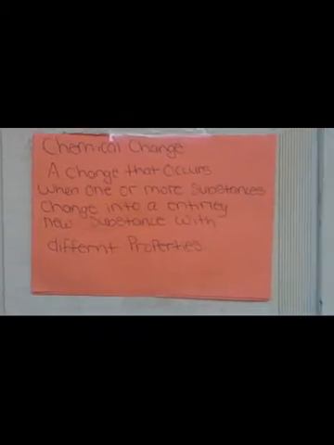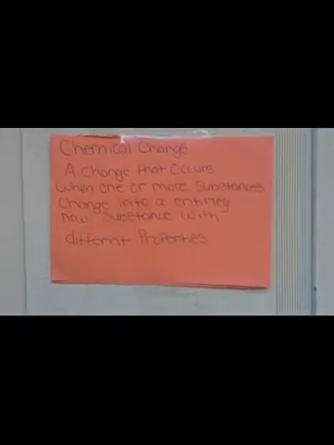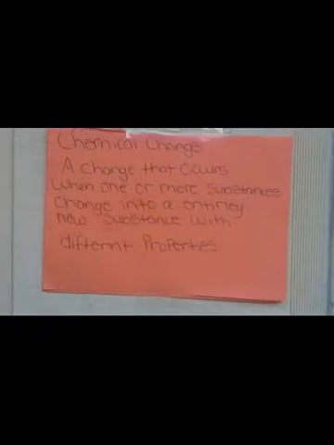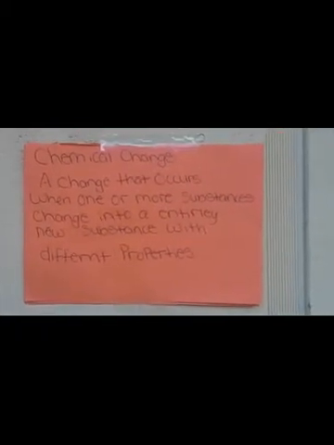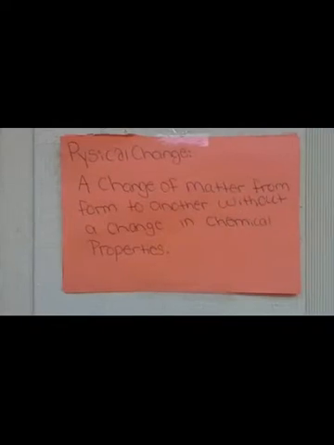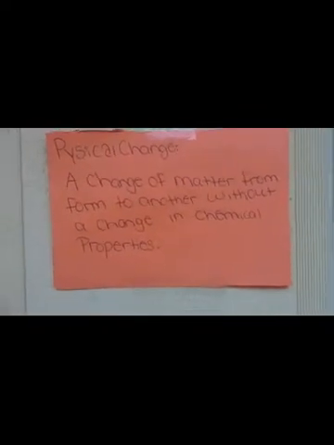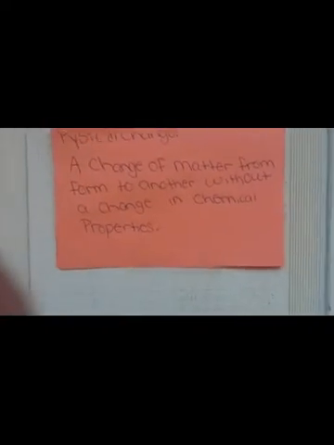Okay, so a chemical change is a change that occurs when one or more substances change into an entirely new substance with different properties. And a physical change is a change of matter from one form to another without a change in chemical properties. A lot of people get chemical properties and chemical changes mixed up.